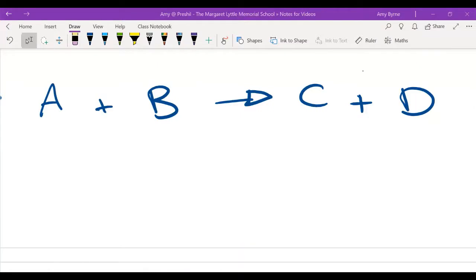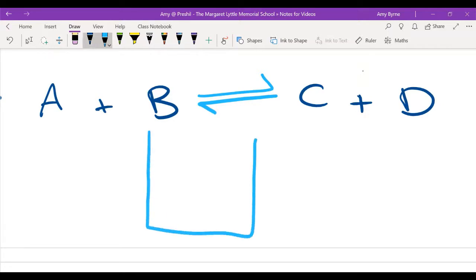Okay, so in previous years, you might have been told that one of the differences between chemical reactions and physical changes is that we can't reverse chemical reactions. The entire topic of equilibrium is all about those reactions that go both backwards and forwards. So in my container, I have both A and B reacting to form C and D, but also C and D are reacting to form A and B.